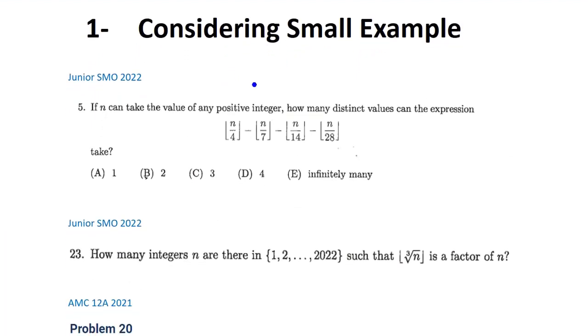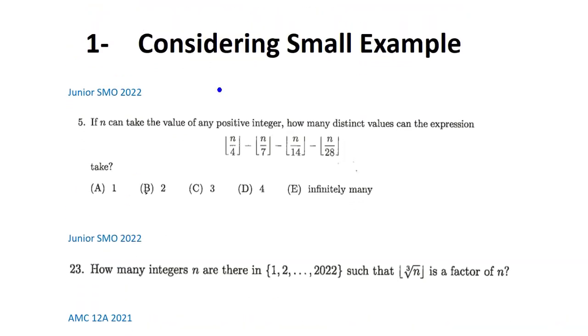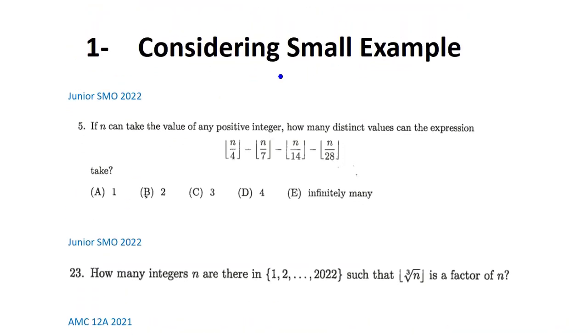Considering small examples, we have 2 problems from Junior SMO and 1 problem from AMC. Considering a small example is so much useful. It means when you see a problem, you try to check small cases. So let's try the first problem, Junior SMO 2022, problem number 5, the last problem of the Junior part. If n can take the value of any positive integer, how many distinct values can the expression take?